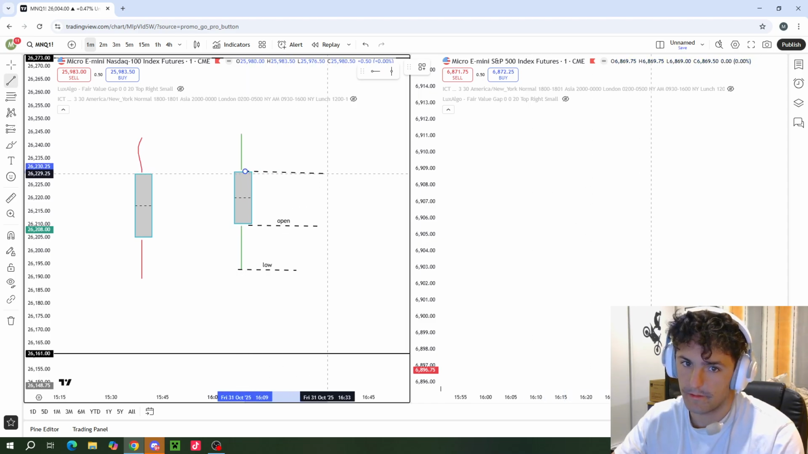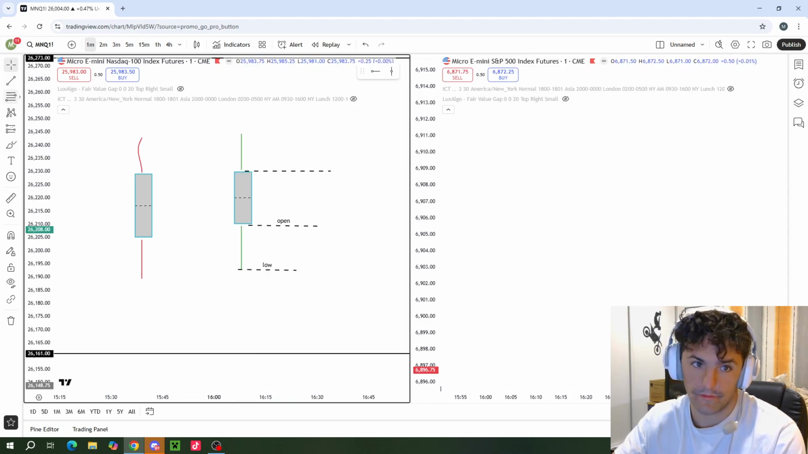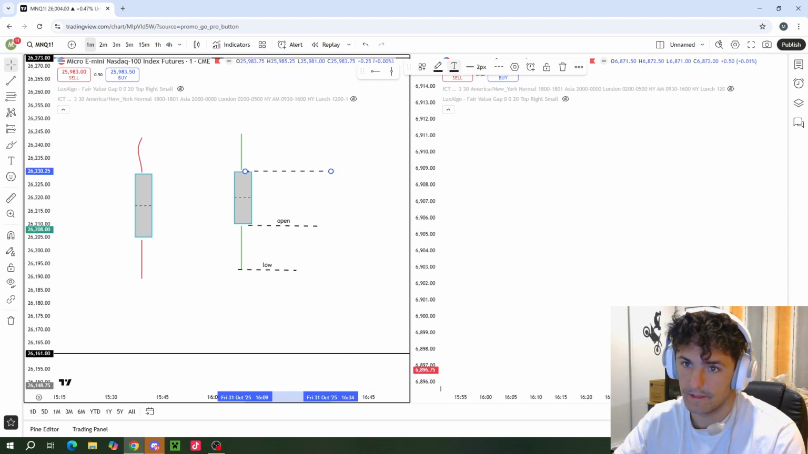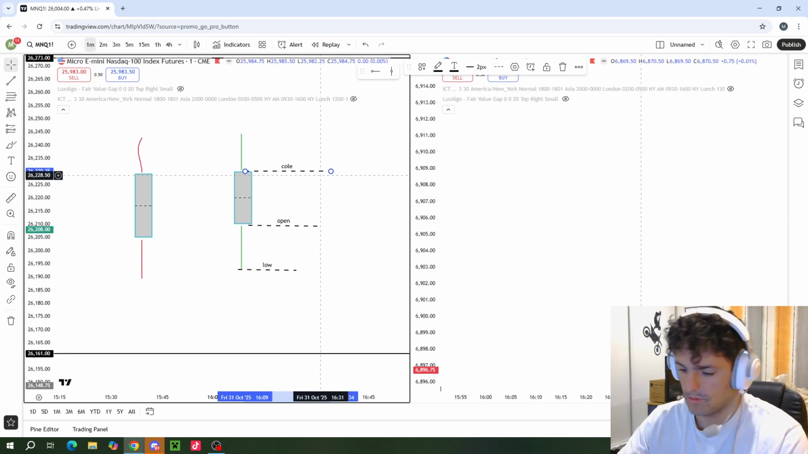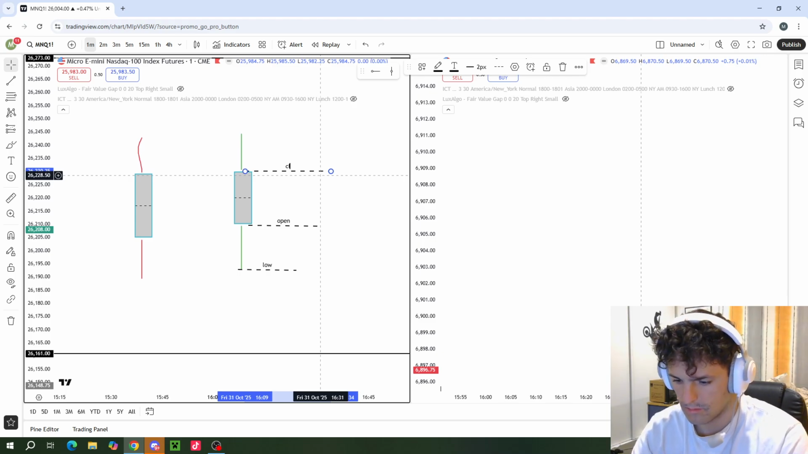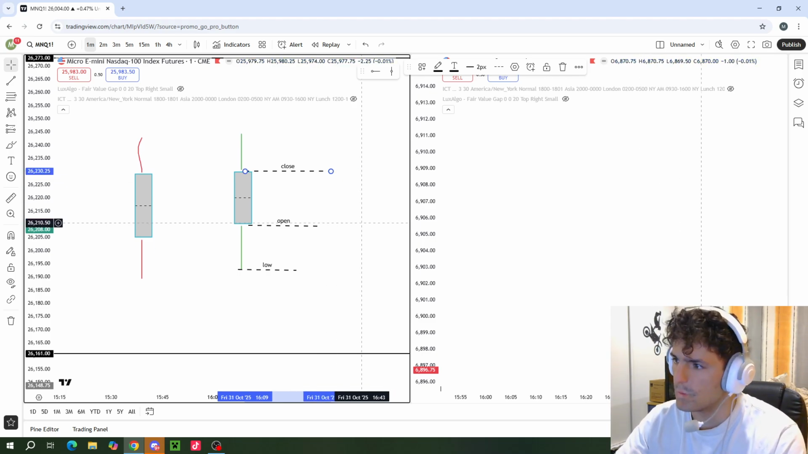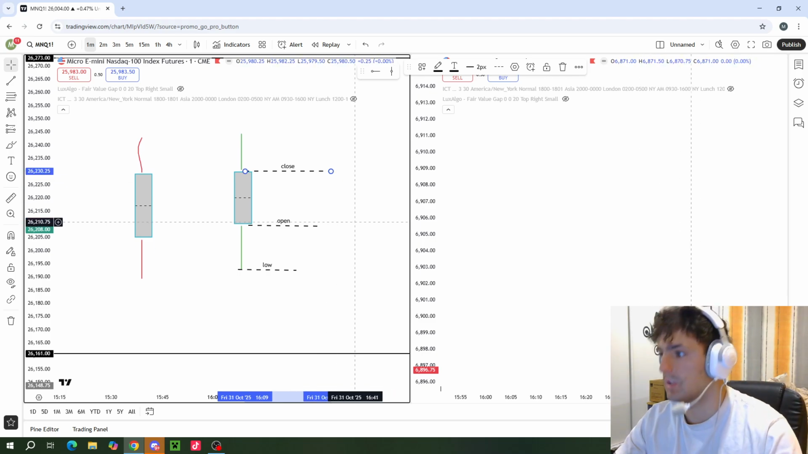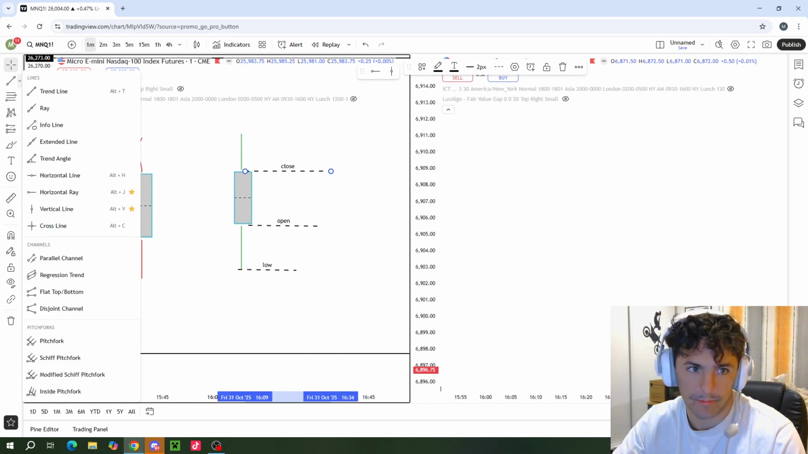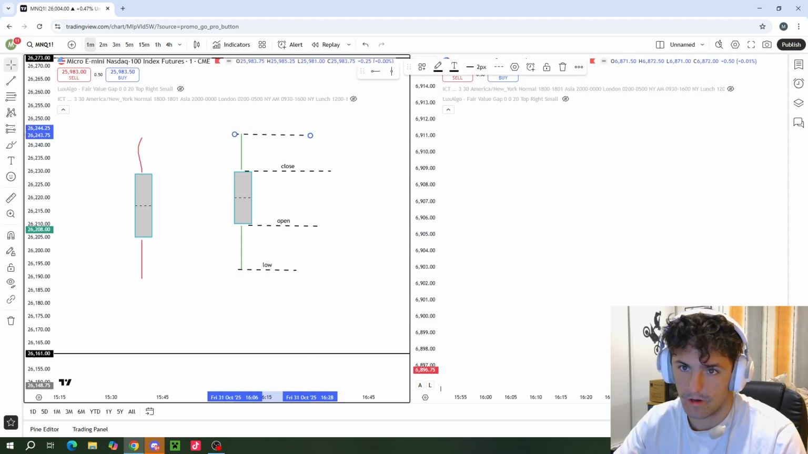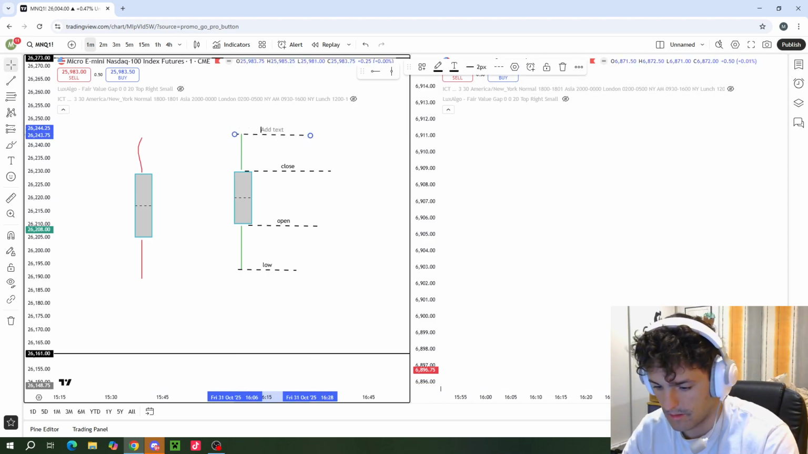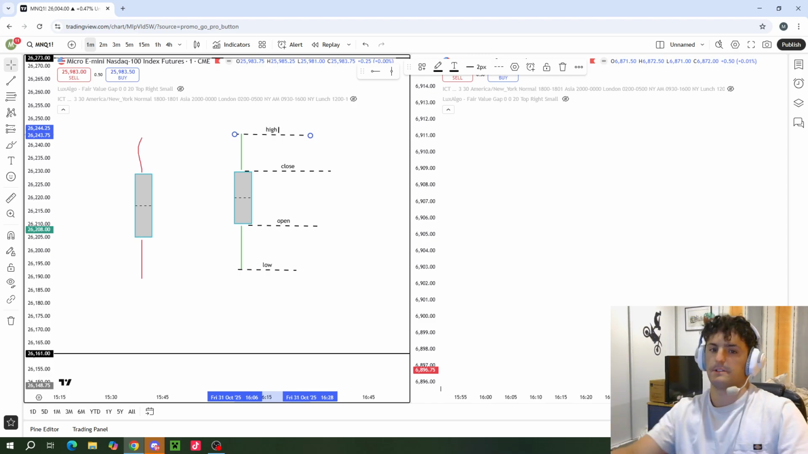The top of the body of the candle is the close. Oh my gosh, spelling bug. That is the close. So that is where the candle closed. Easy, boom. So what is this then? This is the high, the highest point price travelled.